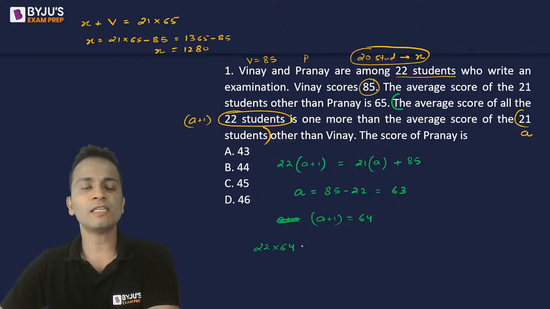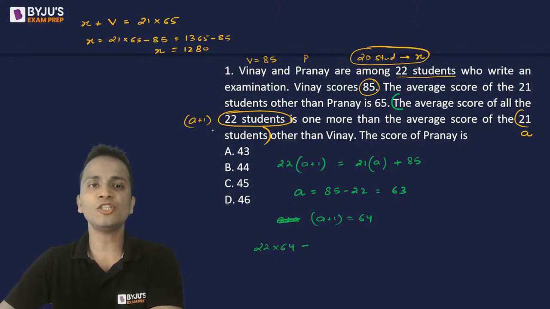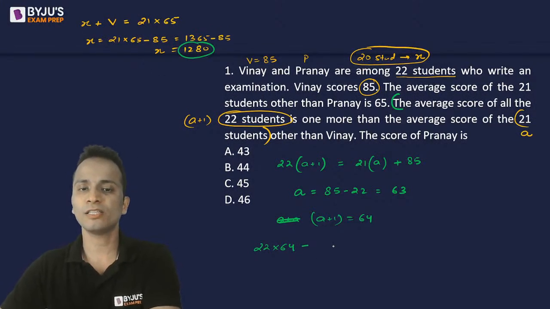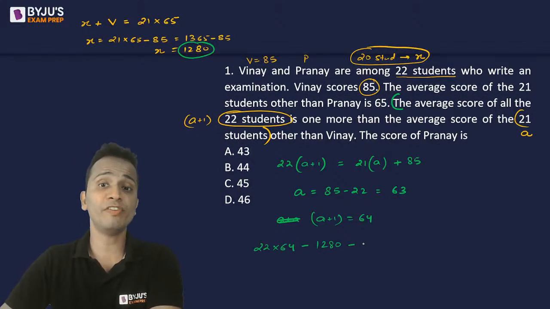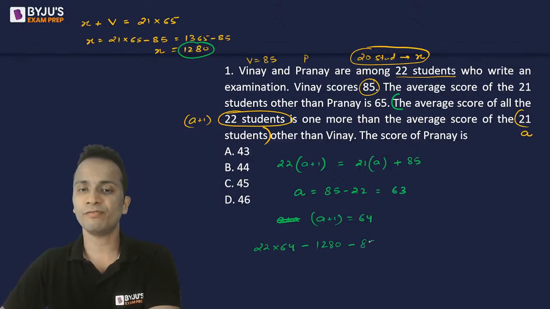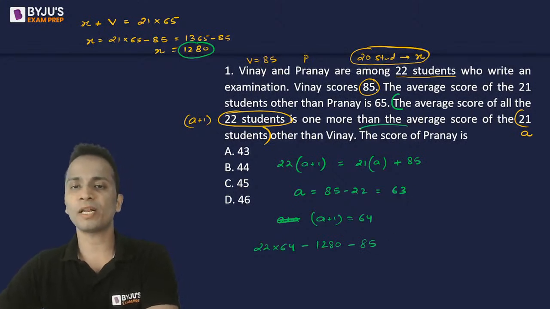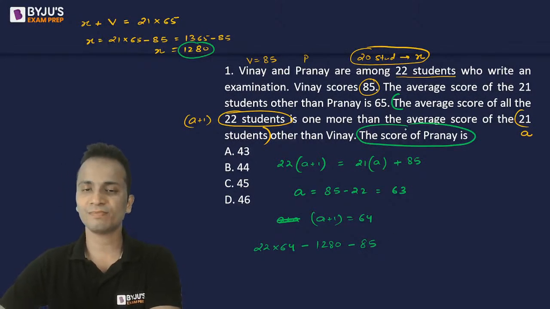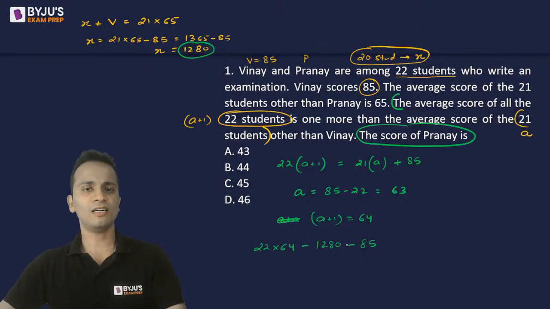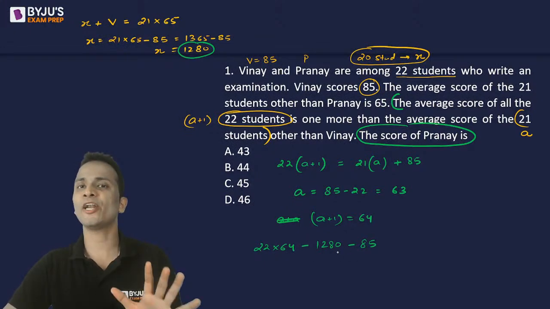From which, if I'll subtract the score of these 20 students, that means X, that is 1280, as well as the score of Vinay, which is 85, I will get the score of Pranay, which I need to calculate. Okay, so that's it. The calculations are in front of you. You can just do the calculations, multiplication, subtraction, and you will get your answer.